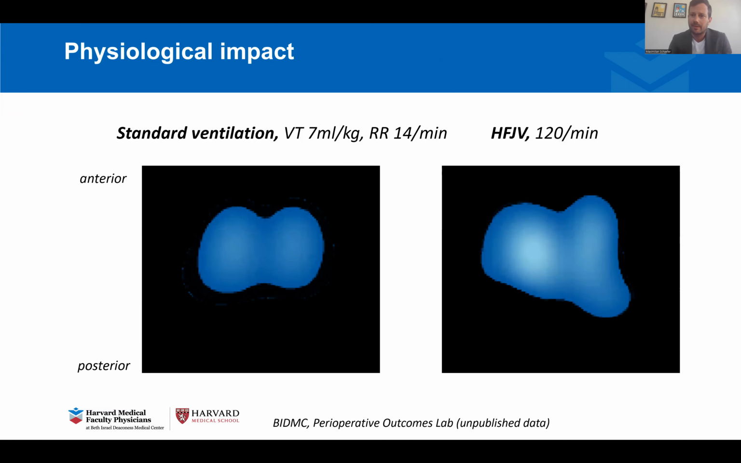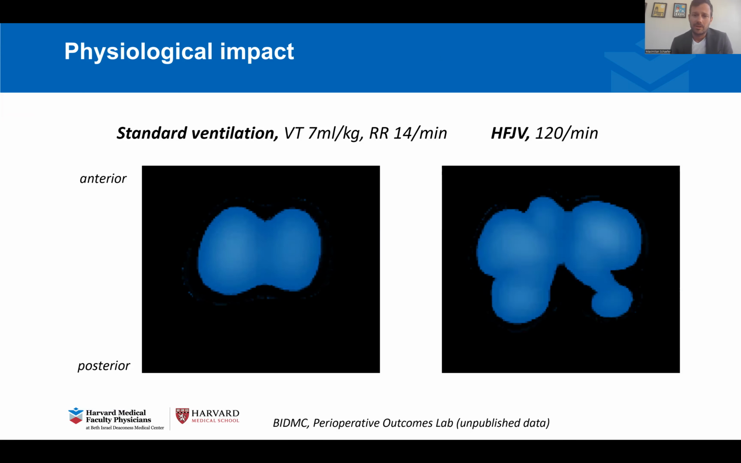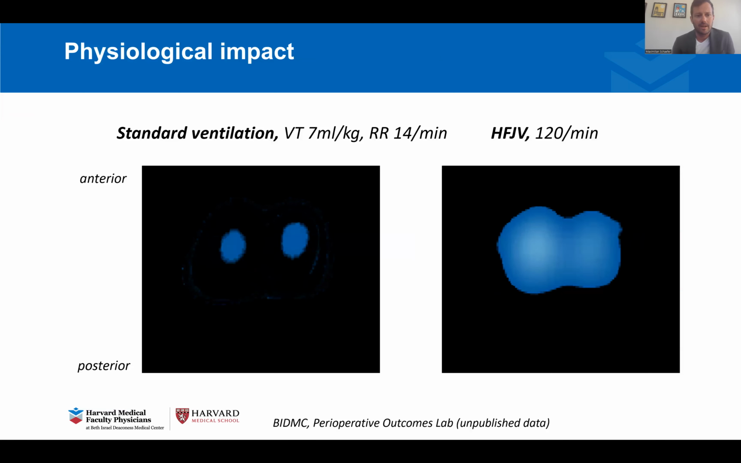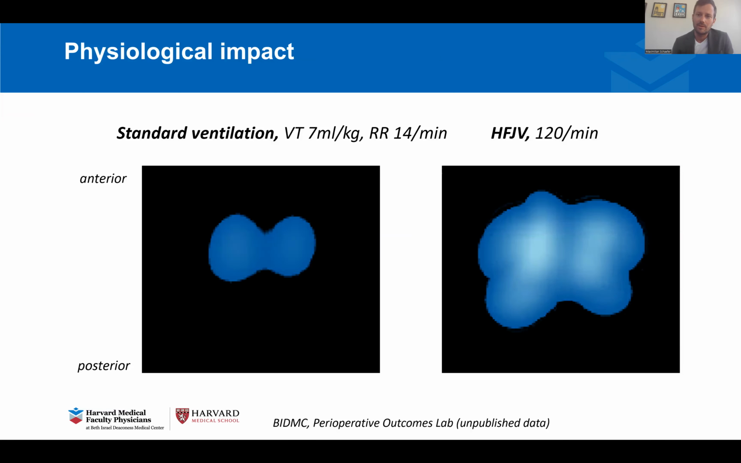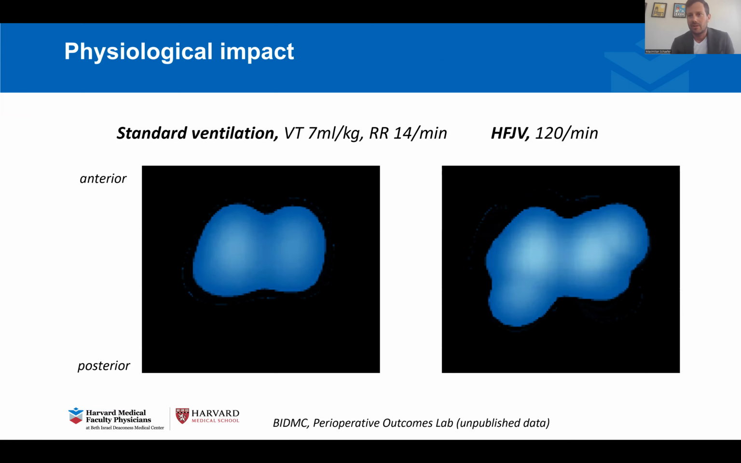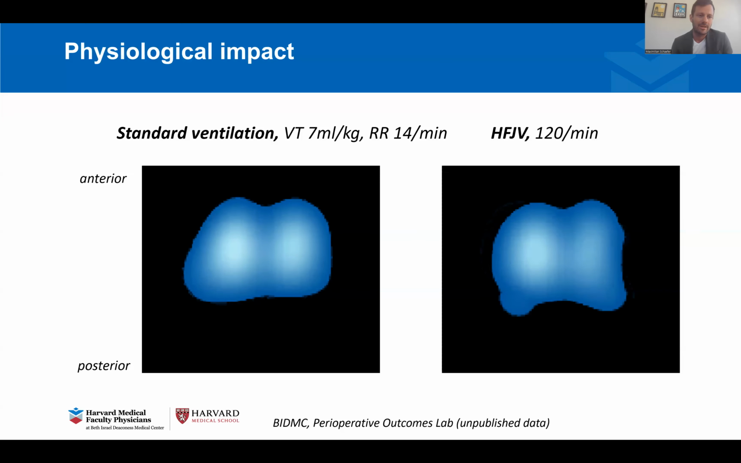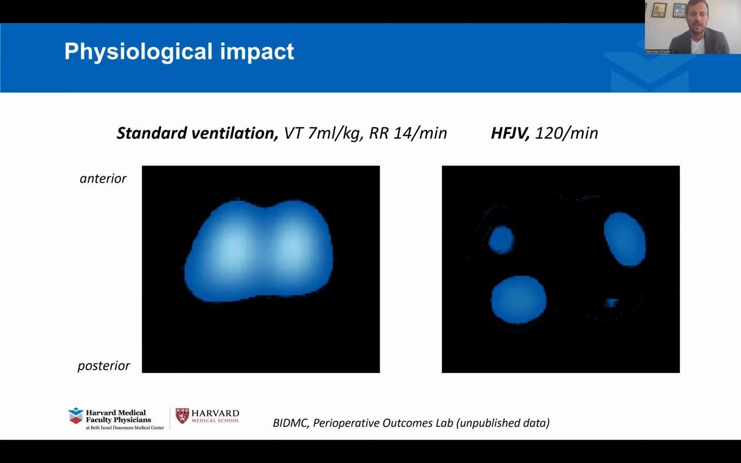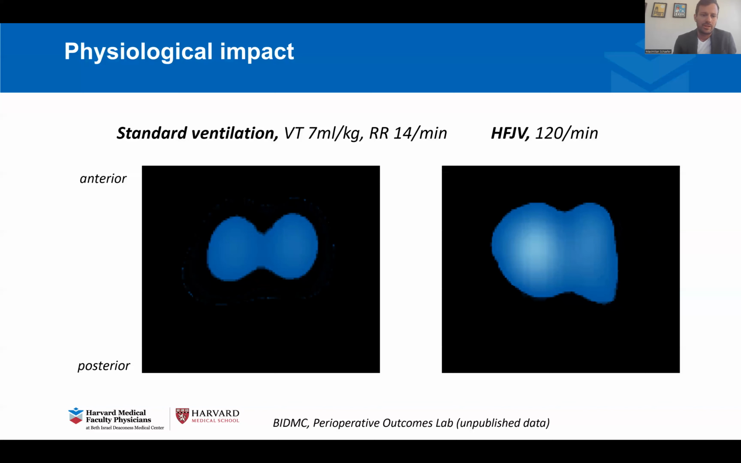We conducted some studies investigating also the immediate physiological impacts, especially in this patient collective. And I just brought you some images here. So these are electrical impedance tomography images. That is basically a technique that lets you, in real time and on a bedside monitor, see the distribution of ventilation, or the distribution of gas in the patient's chest. So on the left side, you see a patient undergoing standard ventilation with a tidal volume of 7 cc's per kilogram ideal body weight, respiratory rate of 14.